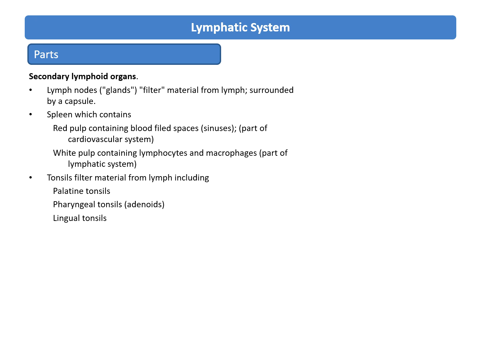Tonsils filter material from the lymph. They include the palatine tonsils, pharyngeal tonsils, we commonly call them adenoids, and the lingual tonsils. Peyer's patches. These are found in the intestinal wall.